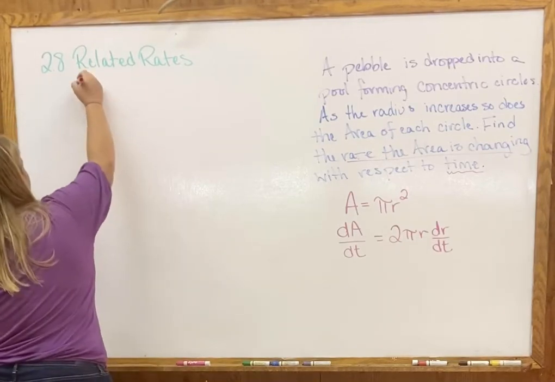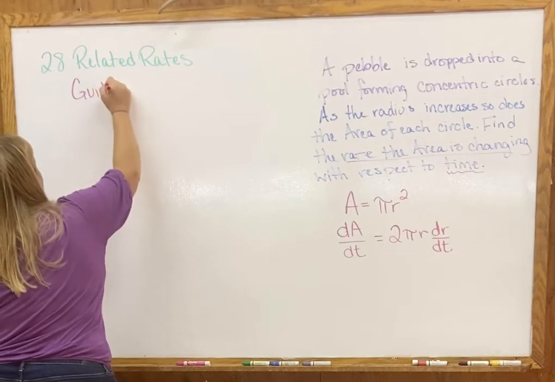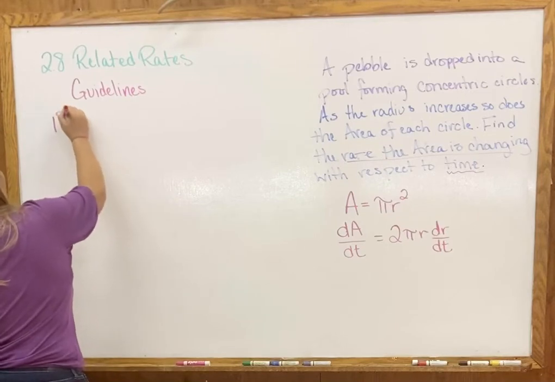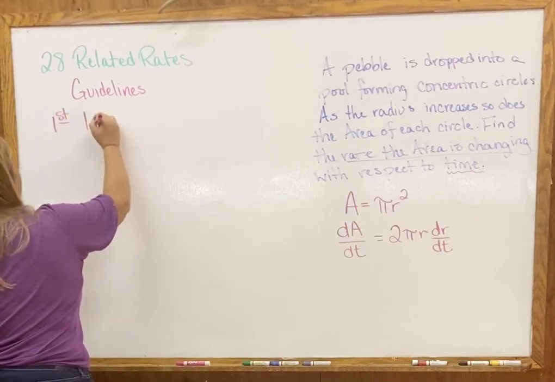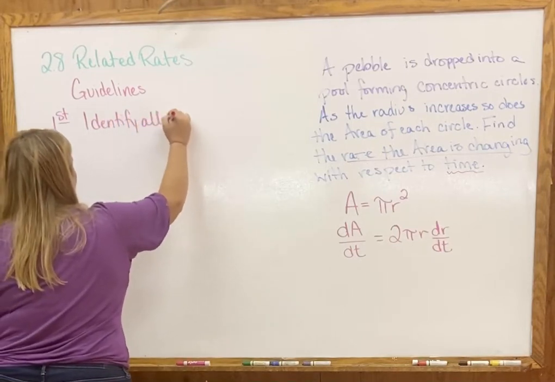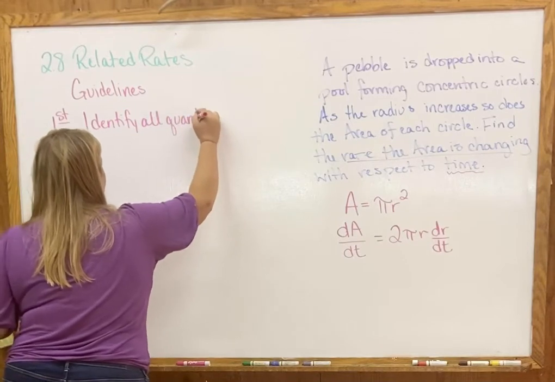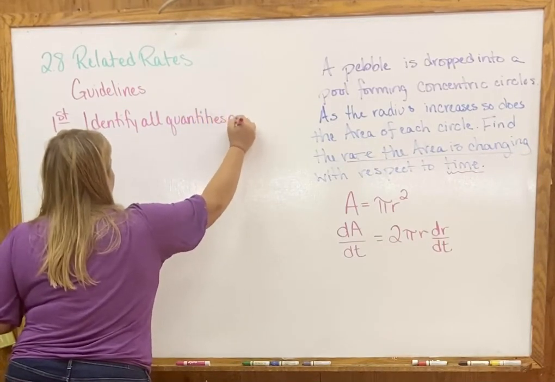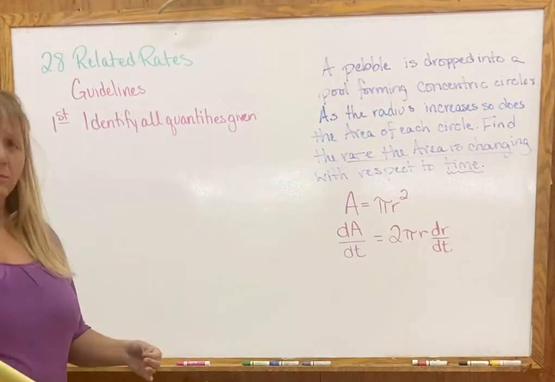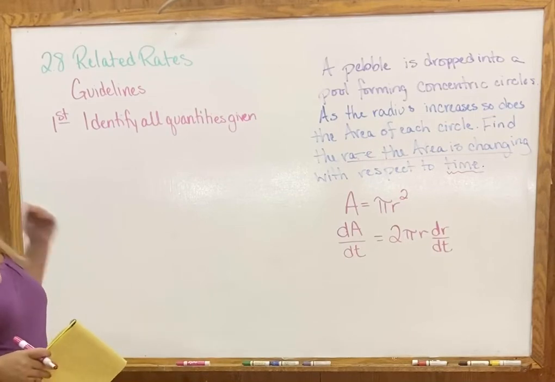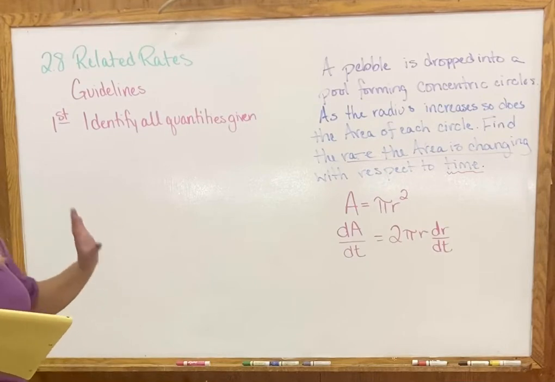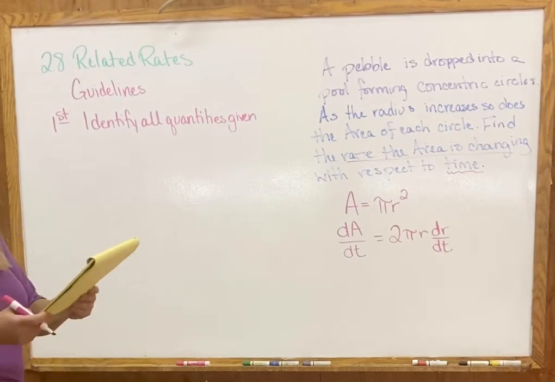Okay, so let's look at some guidelines here. So the first guideline would be to identify all quantities given. Okay, so as you read the problem, there's going to be a lot of numbers in there, there's going to be a lot of variables in there. Identify everything that you're given, which means just write it down. Once it's written down, then it's easier to put into the function.